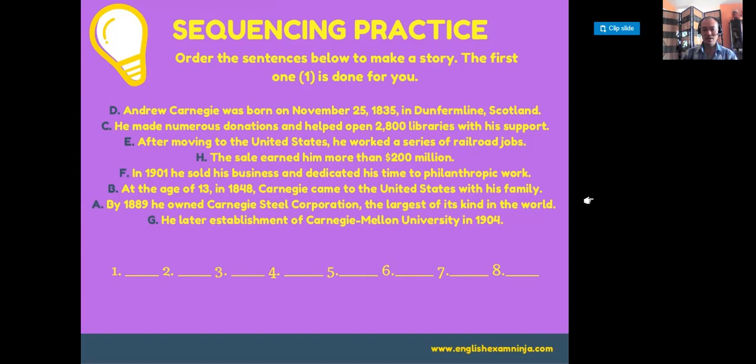He later established Carnegie Mellon University in 1904. Okay, so sorry for that clerical error.